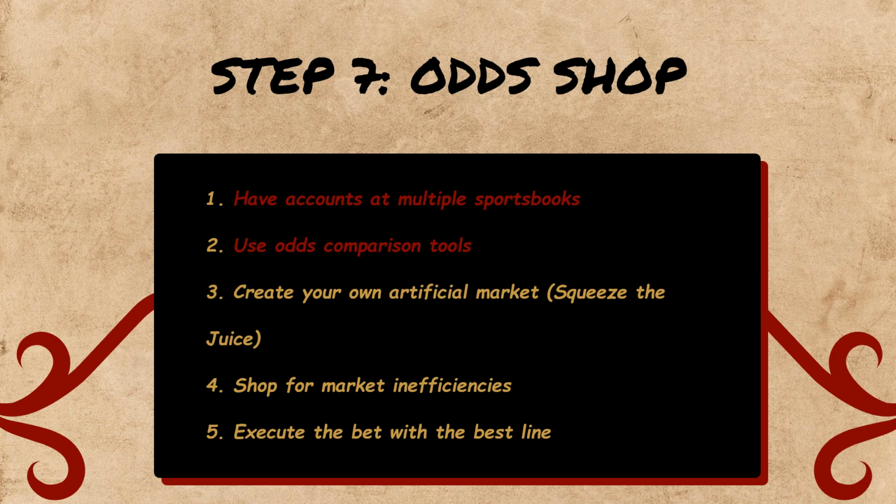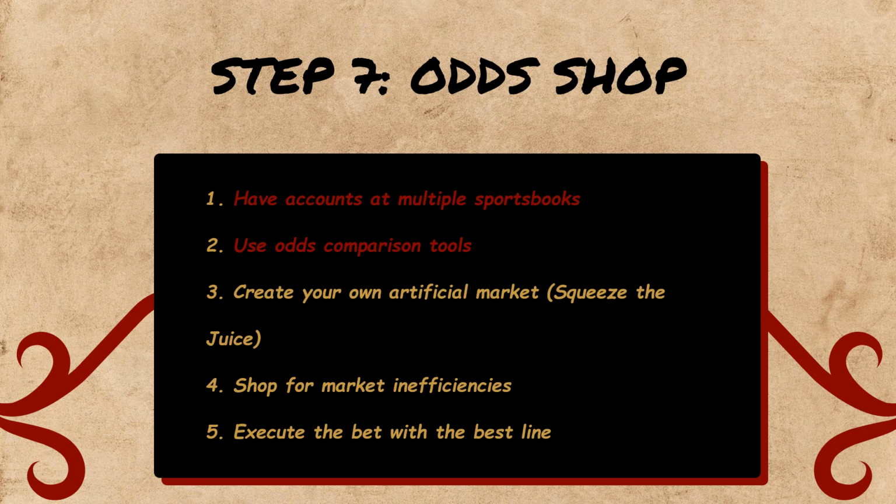Now, let's move on to the tactics to master odds shopping. Number one is have accounts at multiple sportsbooks. You should have already done this when you built your betting plan in chapter 1, and this gives you what we call multiple outs. Number 2 is use odds comparison tools. This should also already be in your toolkit. It's the fastest way to scan multiple books and spot value on the fly.